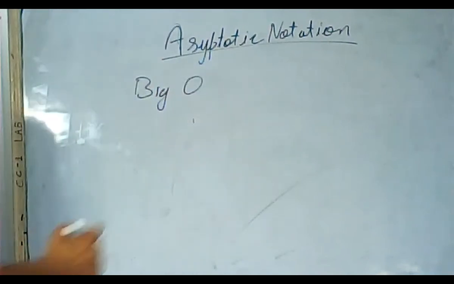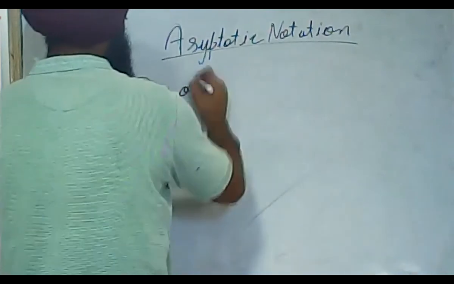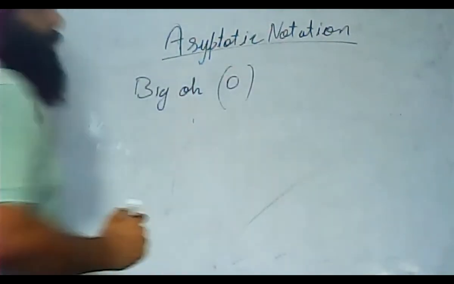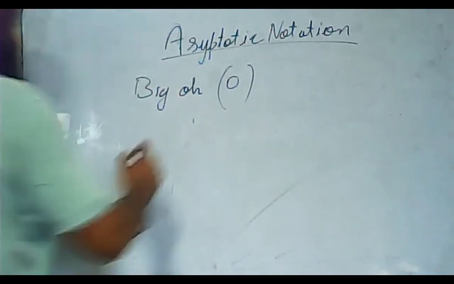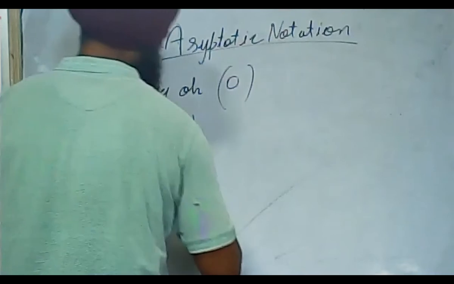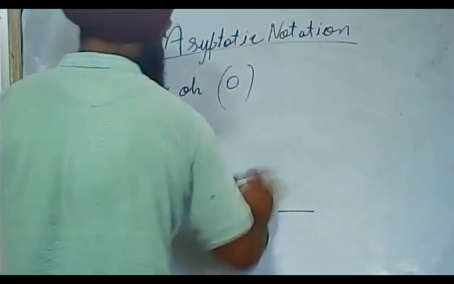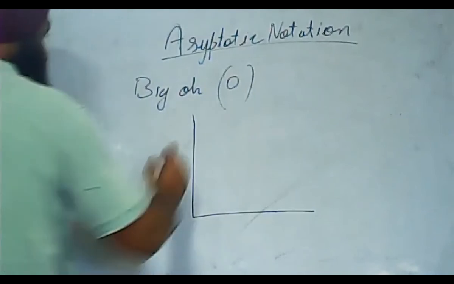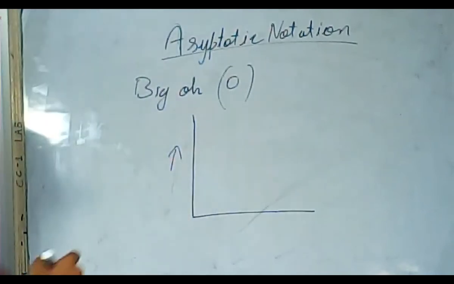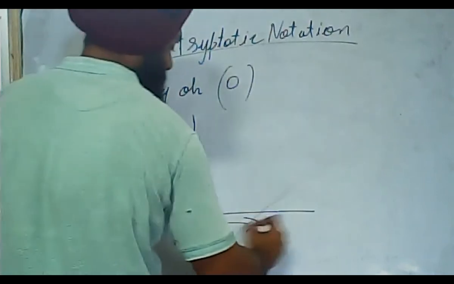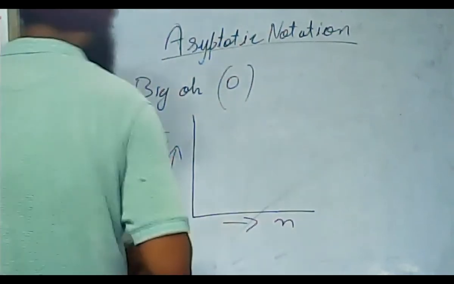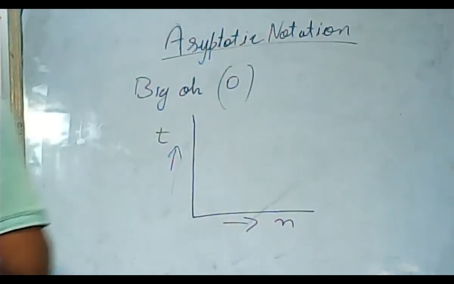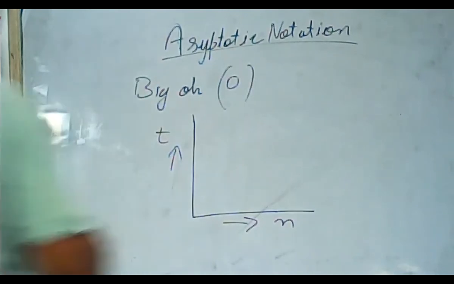This is called big O, the O notation. What is this? Let me tell you. First we'll draw a graph of it, and I'll tell you what big O notation is. Let's say this is the graph, and on this axis we have time, and on this axis we have the number of elements.